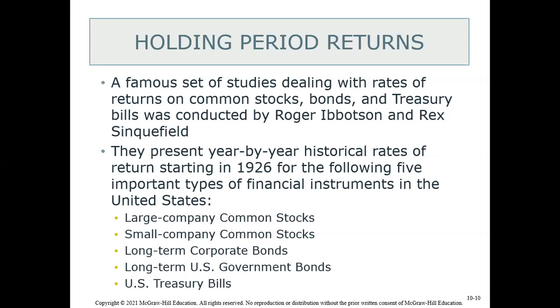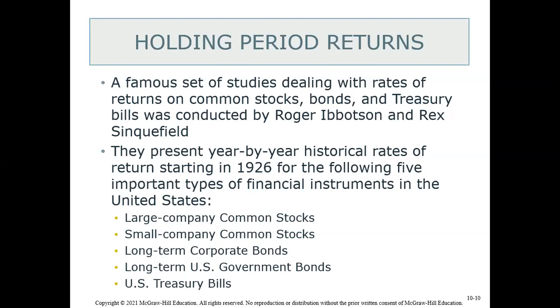So large company stocks, which if you look on page 291, the common stock portfolio is based on Standard & Poor's Composite Index for the 500 of the largest stocks in the US. Small company stocks. This is a portfolio of the bottom fifth of stocks traded on the New York Stock Exchange. So they're defining what types of companies are in each group.